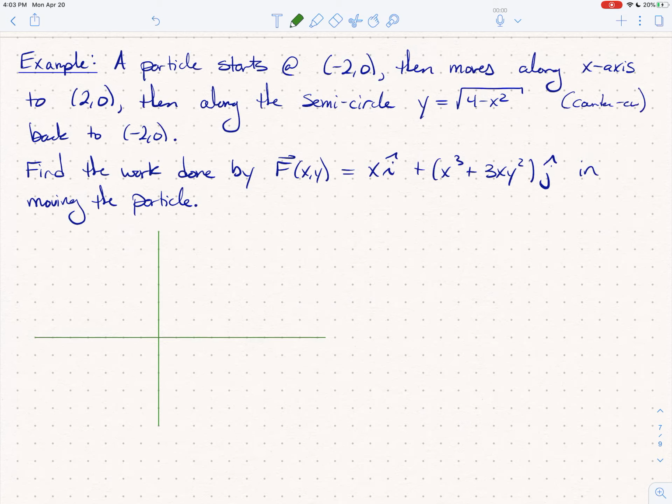So our picture looks like this. We're starting here at negative 2, 0. We're going to 2, 0. We're going like this. And then thankfully the semicircle is actually the top half of the circle of radius 2. Mine's a little crooked, but hopefully you can make it work. If not, I'm very sorry.